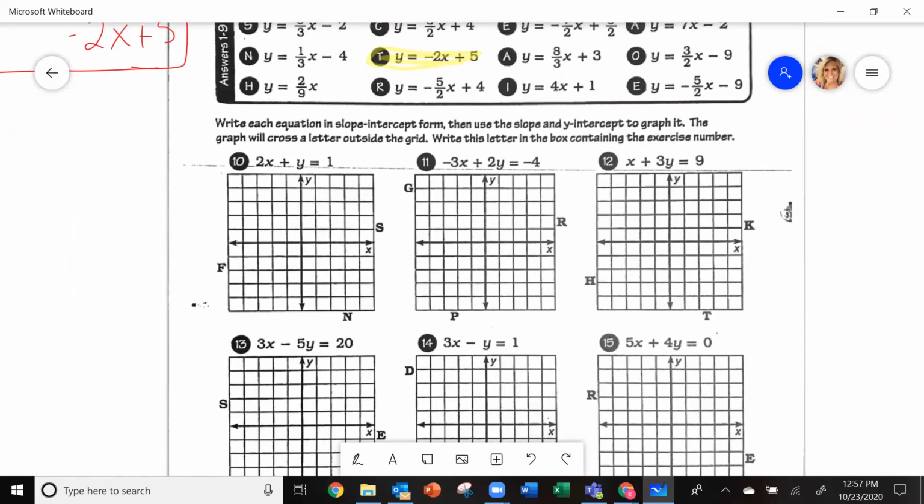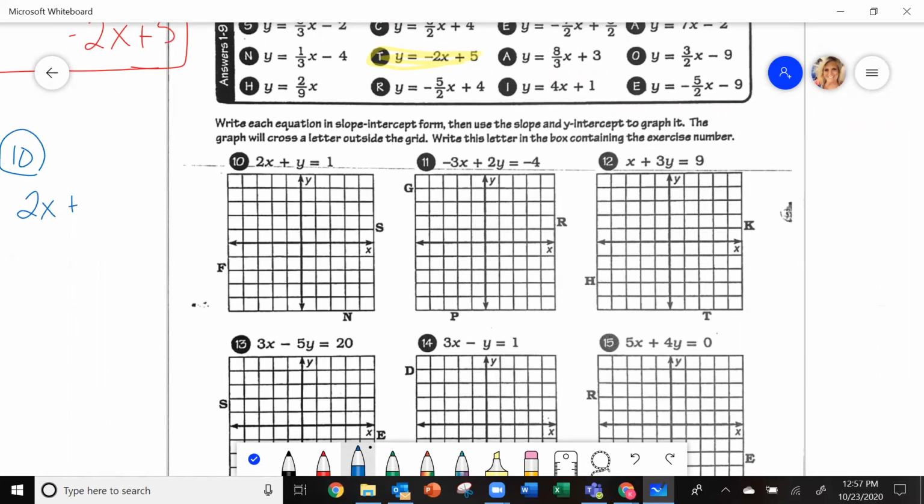The other part right here, you're going to solve for y. You're going to get y by itself. So like number 10, if I do that with you, we get 2x plus y equals 1. First, to get y by itself, I'm going to subtract 2x from each side. I get y equals negative 2x plus 1. Then you're going to graph this. I'm going to go to 1 on my y-intercept. So m is negative 2 and b is 1.